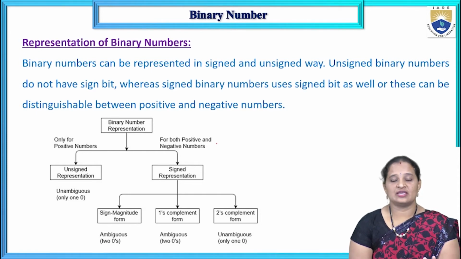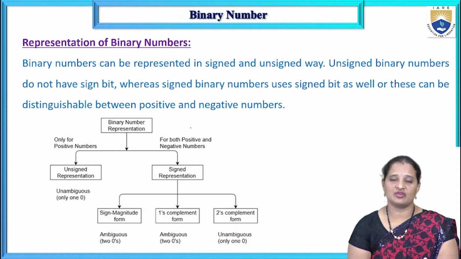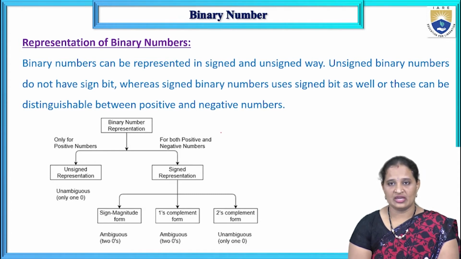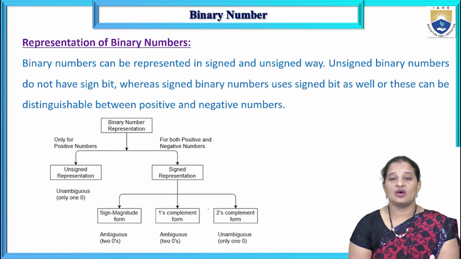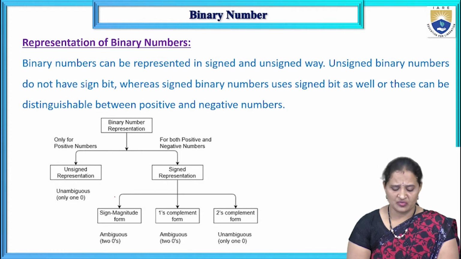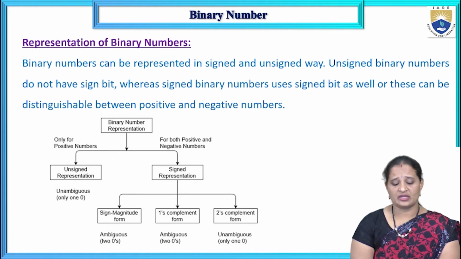And coming to the signed representation, we can have both positive and negative numbers. That means we can represent both positive and negative numbers in terms of binary. So that is signed representation. In that signed representation, again it is classified into three types: signed magnitude representation, 1's complement representation, and 2's complement representation. What these are and why we go from one representation to the other, we'll see. So I hope it is clear.